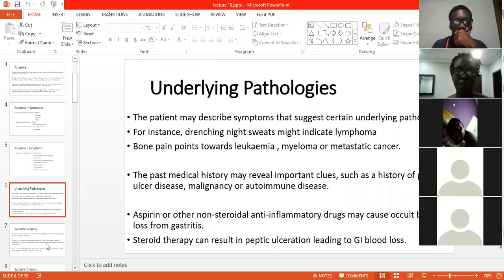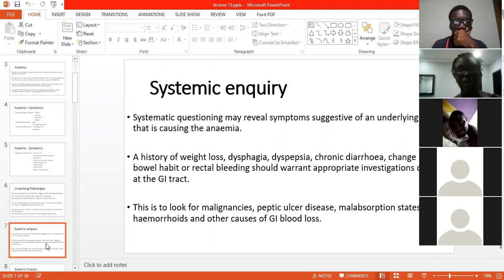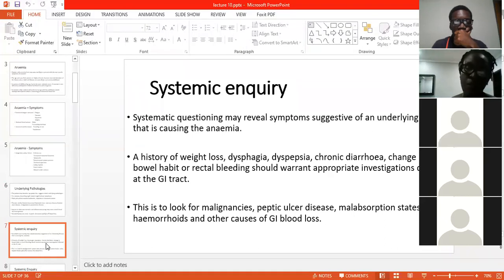Now, on systemic inquiry, you'd realize that the patient might give you other symptoms that might tell you what is causing the anemia. So, for example, if the patient tells about chronic diarrhea, weight loss, change in bowel habits, or rectal bleeding, then you would start thinking of the GI as a cause of the loss. Okay, so for example, if there's chronic diarrhea, then you wonder, is there some malabsorption going on? Or there is rectal bleeding, then you'd wonder about hemorrhoids.